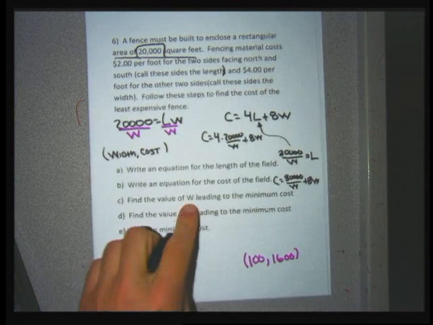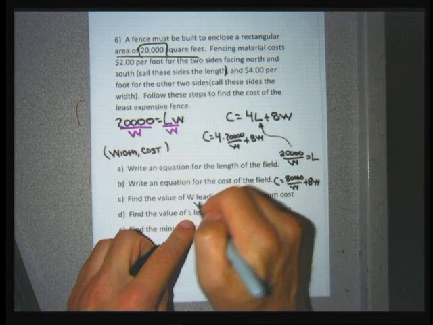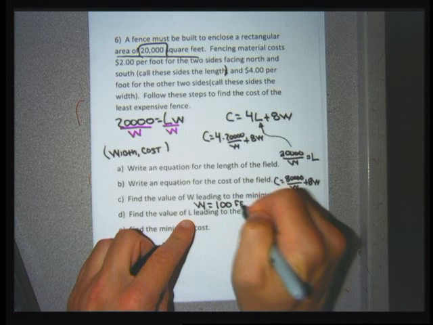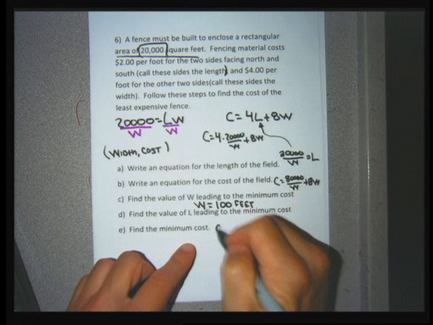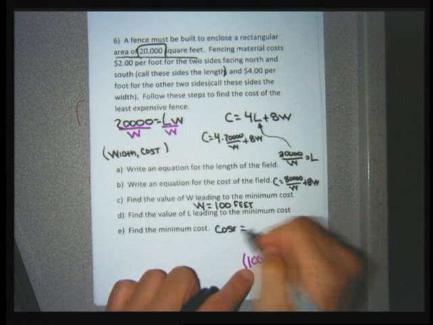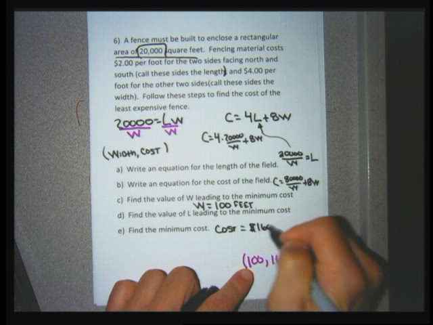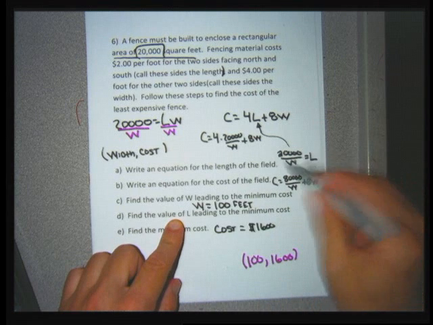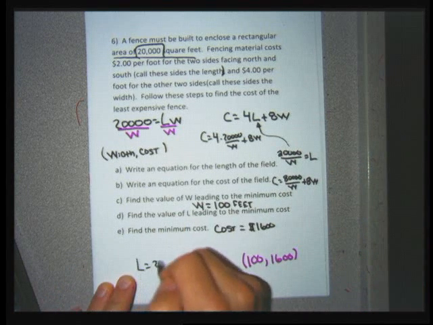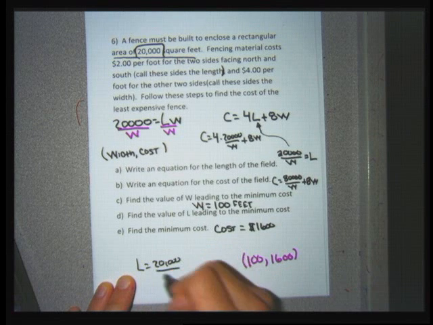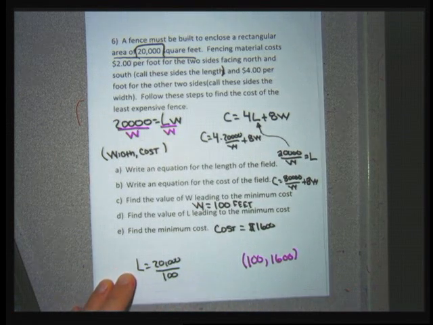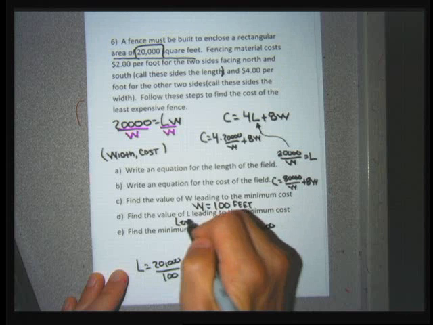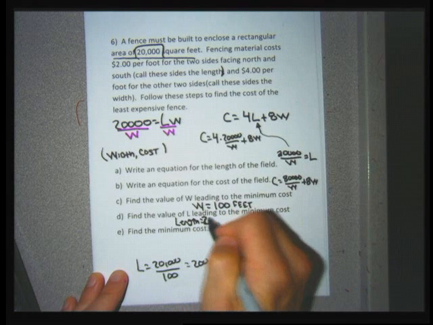First of all, the value of W that leads to the minimum cost, the optimal width, is going to be 100 feet. The minimum cost is going to be $1,600, which is nice and cheap. And I want to find the length. The length I get by taking 20,000 over W. So the length is going to be 20,000 over 100, and to do that, I'm going to cancel the 2 zeros and get 200. So the length is going to be 200 feet.